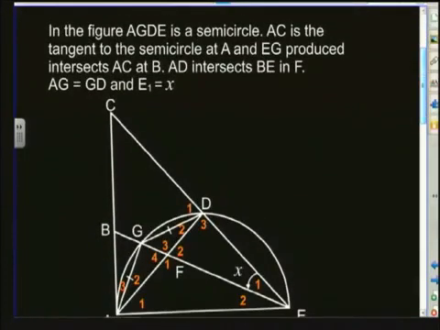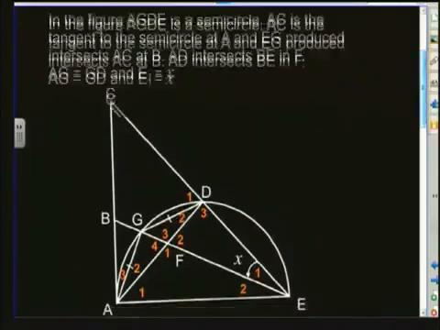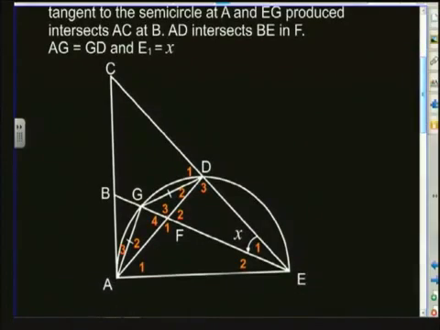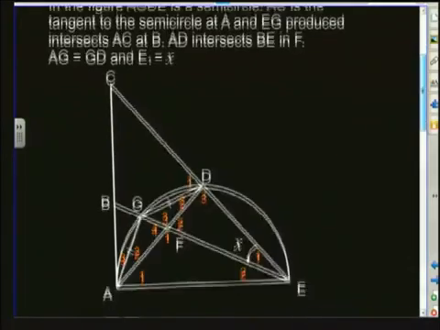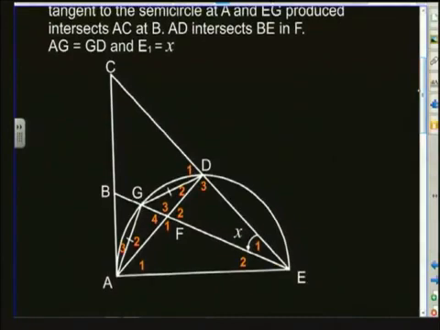In the figure, AGD is a semicircle. AC is a tangent to the semicircle at A, and EG produced intersects AC at B. AD intersects BE in F, and you're told that AG is equal to GD and E1 is equal to X. All of the information that they've actually given you and stated in the question is drawn in your diagram.